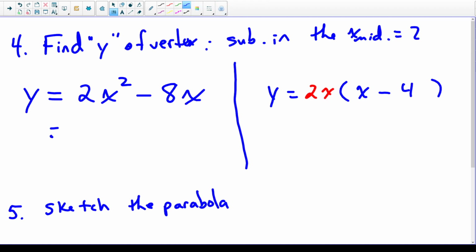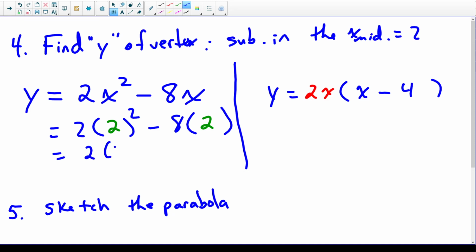So what do I get when I sub in 2 over here? Here's how I like to do it. I'll actually write out the entire equation, but I'll put brackets where the x's are, and then I'll just put a 2 into those brackets. So what do we get with that one? We get 2 times 2 squared, which is 2 times 4, minus 8 times 2, which is 16. 2 times 4 is 8. 8 minus 16 is negative 8.